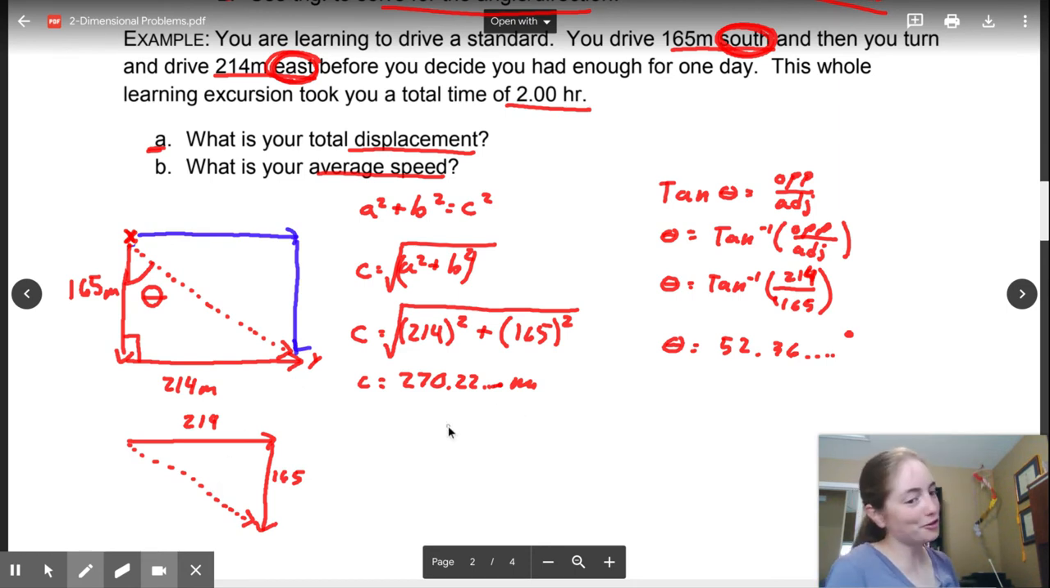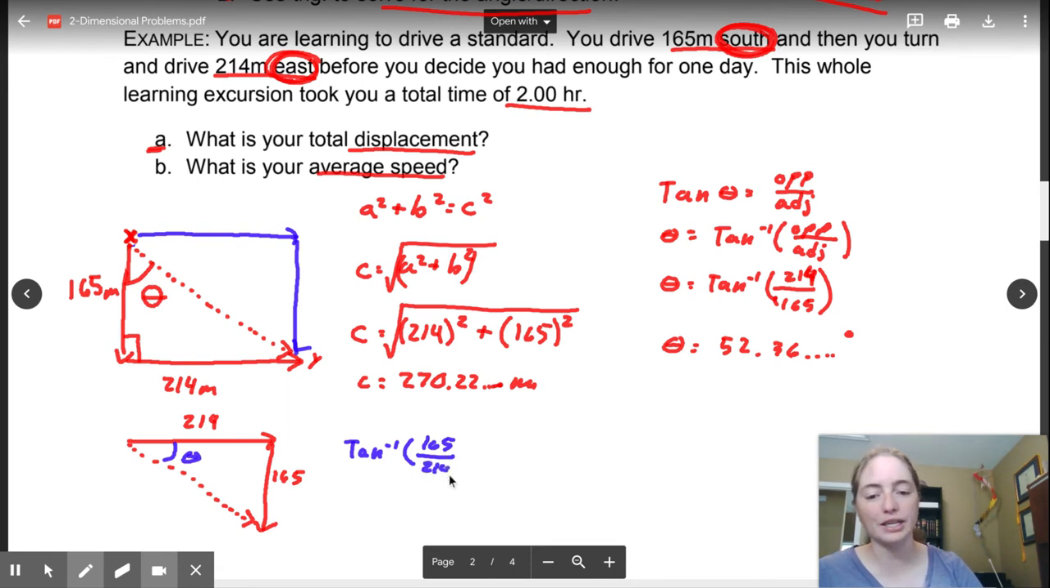So it's not going to matter for your magnitude. It does matter for your direction, though. It's going to change the reference of your direction. So we're going to have red theta and we're going to have blue theta. If you are going to do your blue theta, you would have your tan -1 of your 165 over your 214, because 165 is opposite to blue theta and 214 is adjacent to blue theta. So that would give you the value of blue theta.